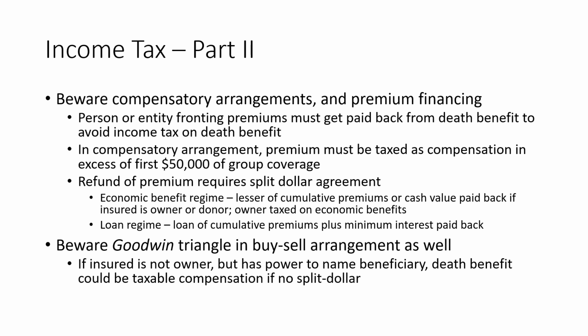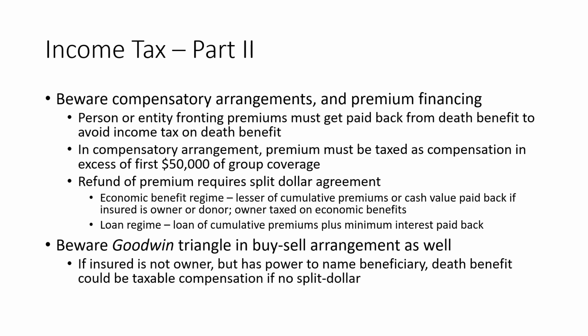Now, in a compensatory arrangement where there's life insurance for an employee, the premiums in excess of the first $50,000 of group coverage must be taxed as compensation if those premiums are paid by an employer. Now, in any sort of private life insurance arrangement, all the premiums are going to be subject to tax as compensation. Now, tying those two concepts together, anytime you have life insurance being provided for somebody else, you run into the need for a split dollar agreement to avoid these income or gift tax issues.